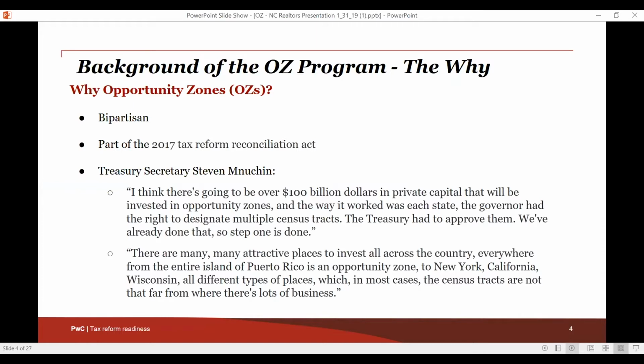This is the first national community investment program in over 15 years, and it really does have the potential to be the largest economic development program in the U.S.